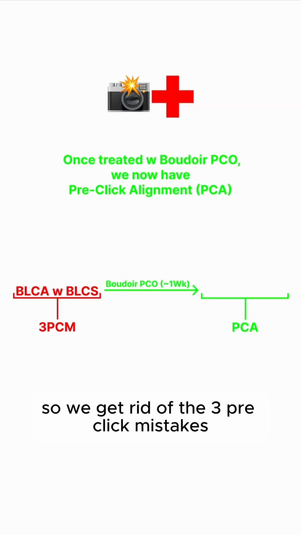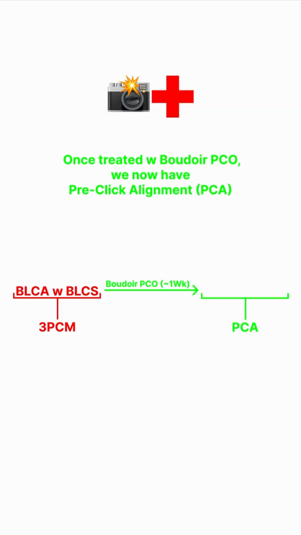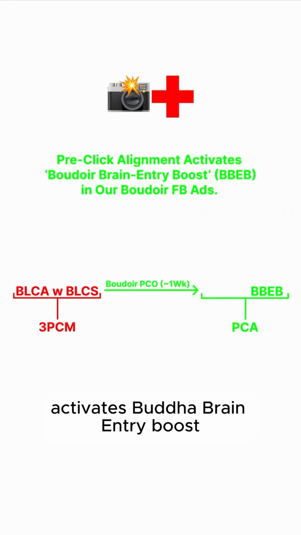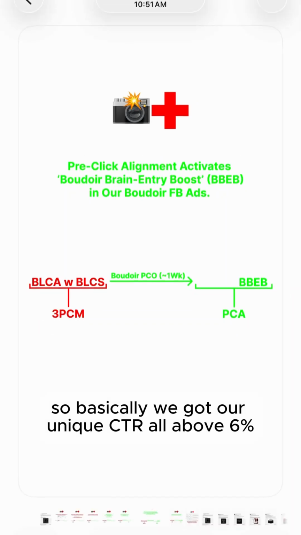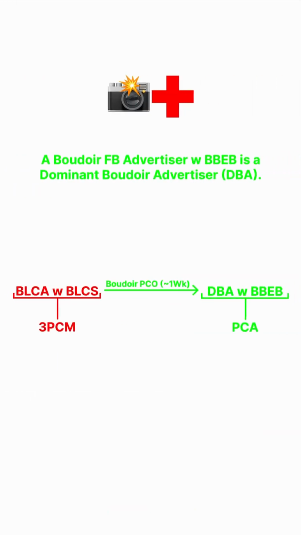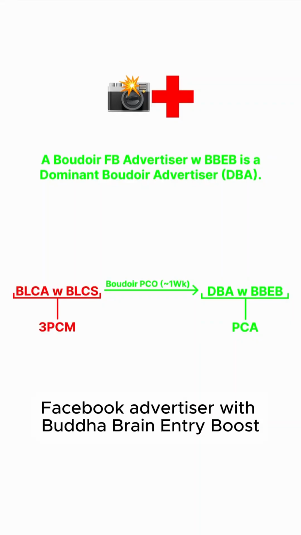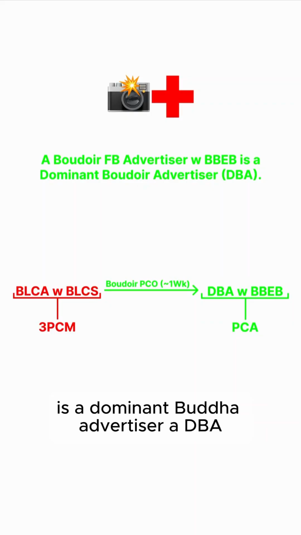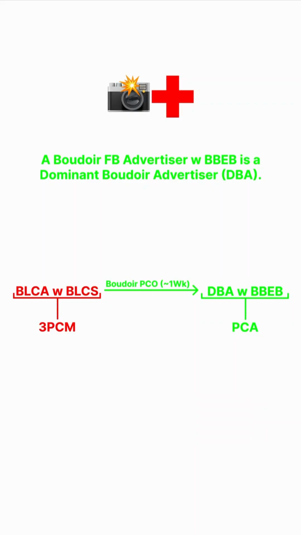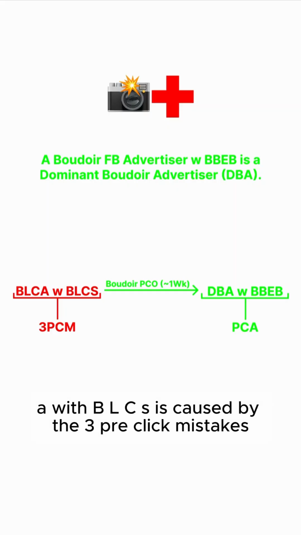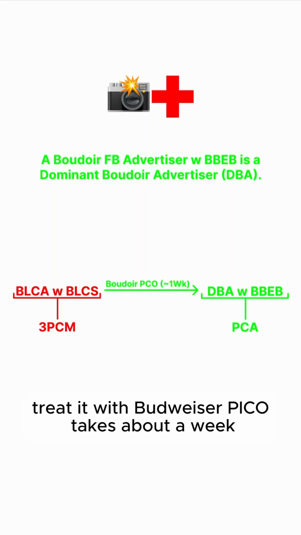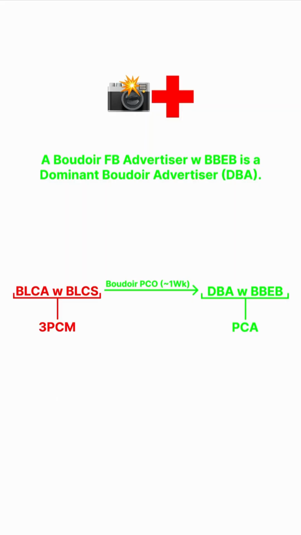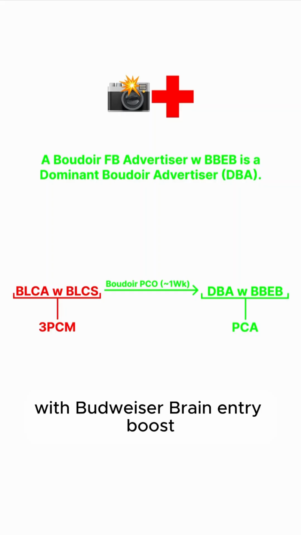Once treated with Boudoir Pico, we now have pre-click alignment, PCA. So we get rid of the three pre-click mistakes. We achieve pre-click alignment, and pre-click alignment activates Boudoir brain entry boost in our Boudoir Facebook ads. So basically, we get our unique CTR above 6%. And a Boudoir Facebook advertiser with Boudoir brain entry boost is a dominant Boudoir advertiser, a DBA. So this is our full universe here. A BLCA with BLCS is caused by the three pre-click mistakes. It's easy to treat, treated with Boudoir Pico, takes about a week. We achieve pre-click alignment, and we become a dominant Boudoir advertiser with Boudoir brain entry boost.